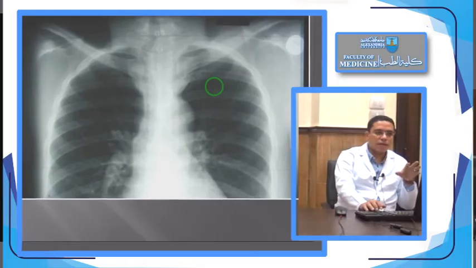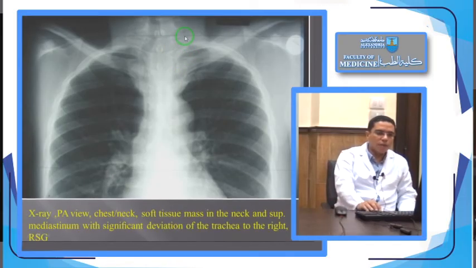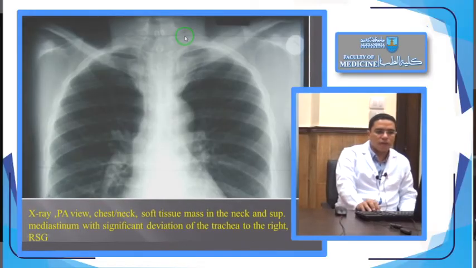This is another X-ray. This is maybe more clear. X-ray, chest, posterior anterior view, neck and chest, showing again deviation of the trachea to the right side with a soft tissue shadow lesion in the neck and superior mediastinum. Most probably this is a retrosternal goiter.